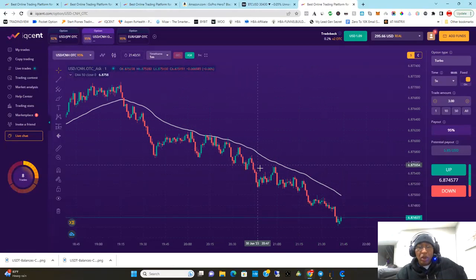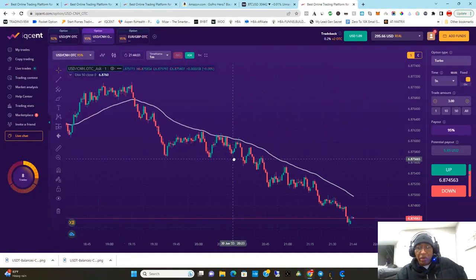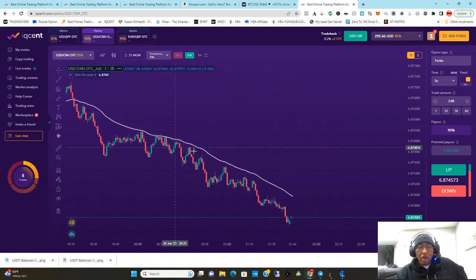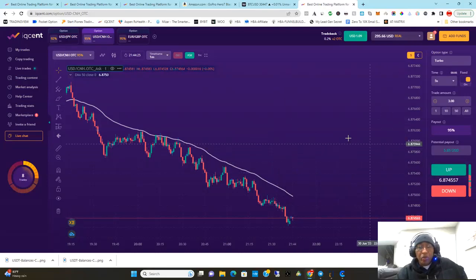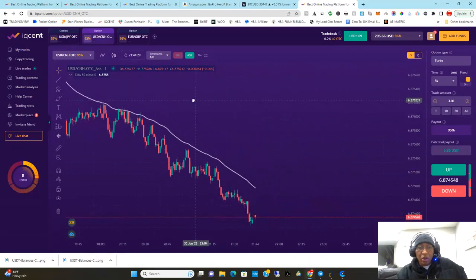So when the candles are opening and closing below this line, you know it's a downward trend. Okay, so you're going to be looking for sell options, which is down, the red. Okay, and when the candles are opening and closing above this line, you'll be looking for buys, which is the green or going up. Okay, now that's only one signal.